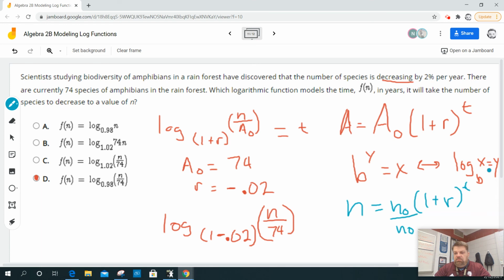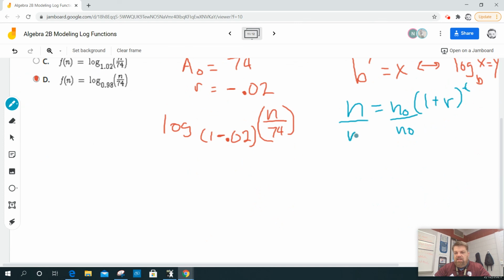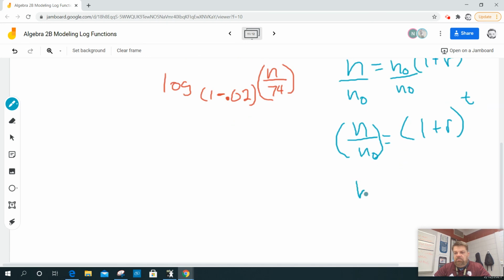Normally we would divide both sides by n naught. So then I get n over n naught is equal to 1 plus r raised to the t. I'm going to put this in parentheses. So this is like my b to the y equals x. If you think about that, x equals n over n naught, y is equal to t, and then my base b is equal to 1 plus r.